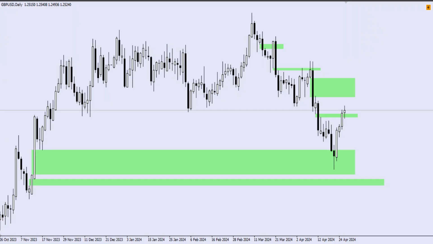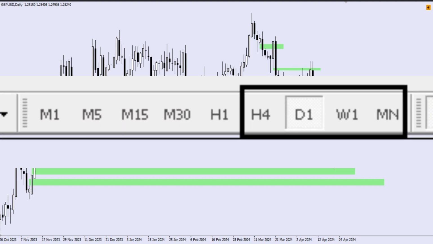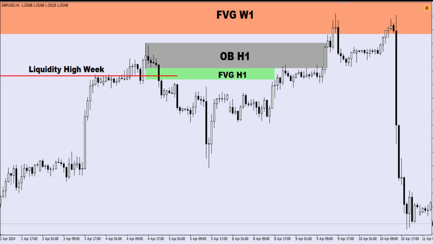Remember, it is advisable to look at the imbalance on higher time frames, since they will always be a priority over the imbalance of the lower time frame. For example, if you marked an order block on an hourly time frame, and above it there is a price gap of a higher time frame, then most likely the order block will act as liquidity, and a reversal will occur from the imbalance zone.